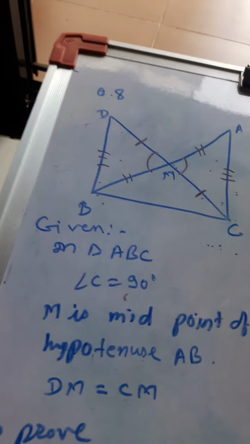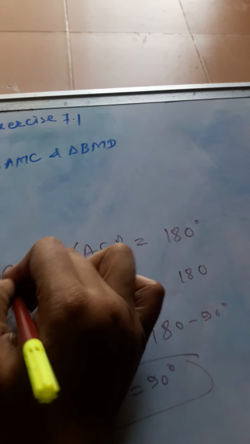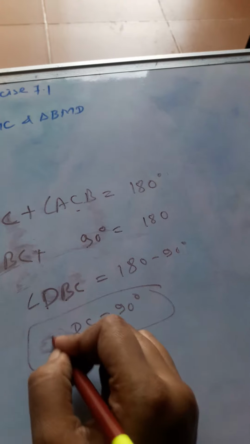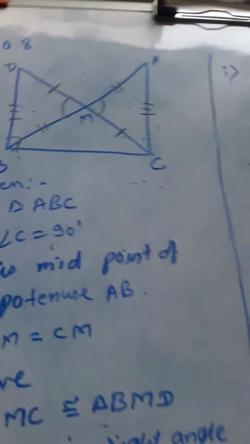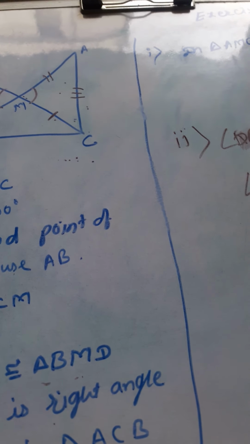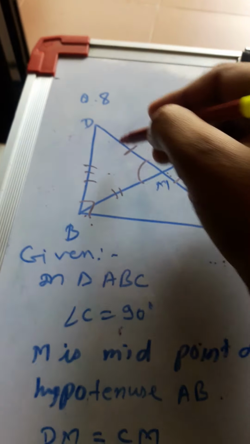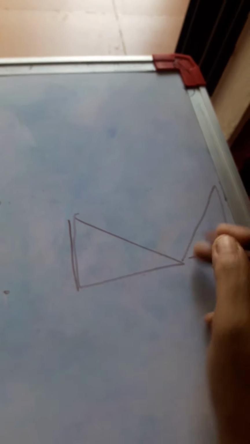So angle DBC is a right angle at B. Now this angle is 90 degrees. Then the third one: triangle DBC is congruent to triangle ACB. You have to prove that these two triangles, DBC and triangle ABC, are congruent.